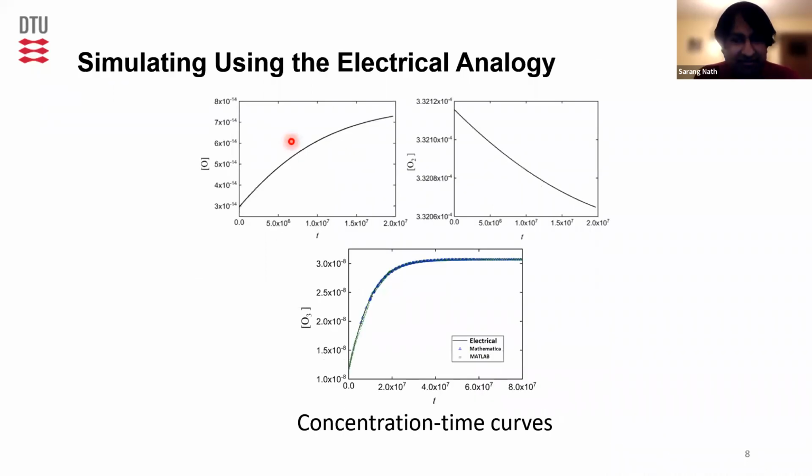If you solve the equivalent circuit, you get very well documented results, and they match the ones that are already published in the literature. You can solve this numerically directly without using the electrical software, or you can do it using the electrical approach, and you get the same curves for the different species as a function of time.